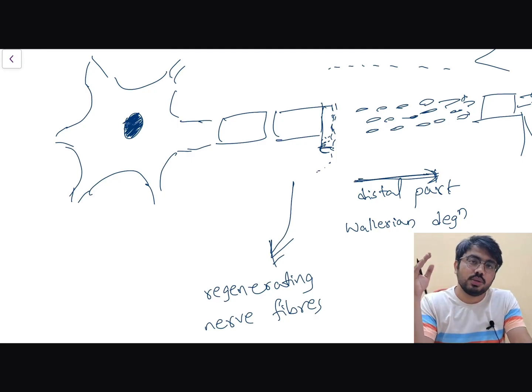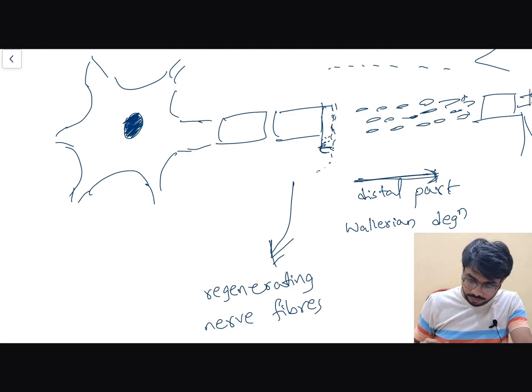The distal part is going to undergo degeneration called Wallerian degeneration, whereas the proximal part is going to grow distally towards the receptors due to a mechanism called neurotropism, which requires certain growth factors.